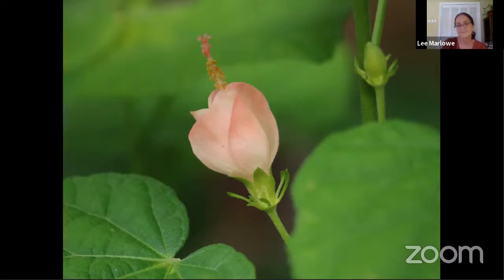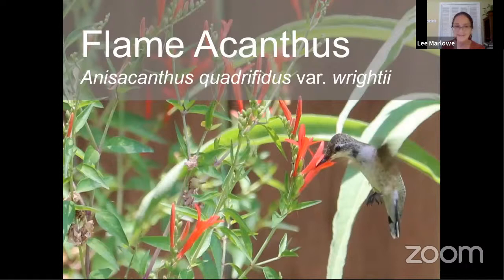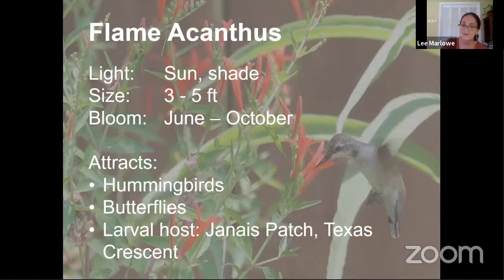All right, next plant is flame acanthus. And this is another very well-known hummingbird plant for our area. It takes sun to shade. This one also grows about 3 to 5 feet tall and can bloom from June to October. Attracts hummingbirds, lots of different butterflies, and it's a larval host for a couple of different butterflies here.